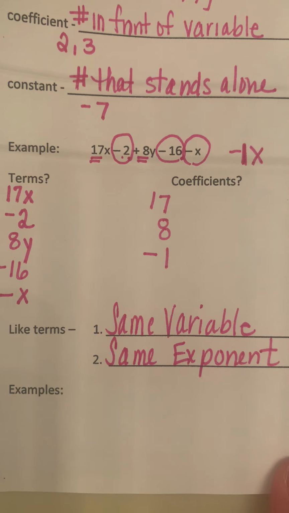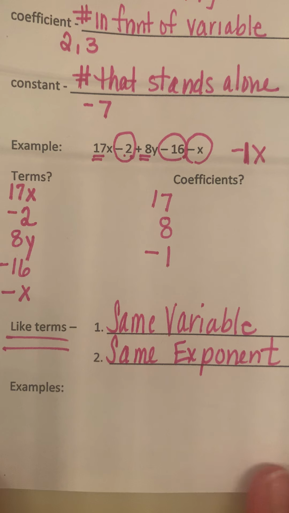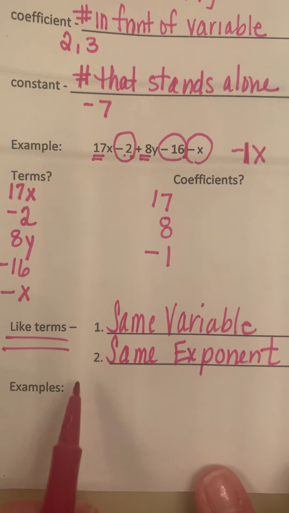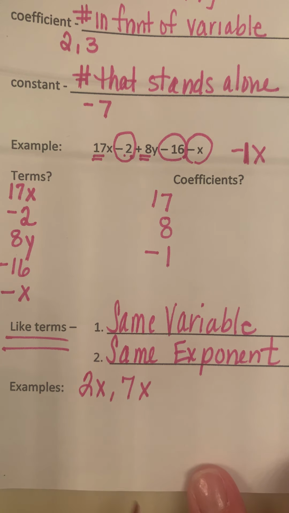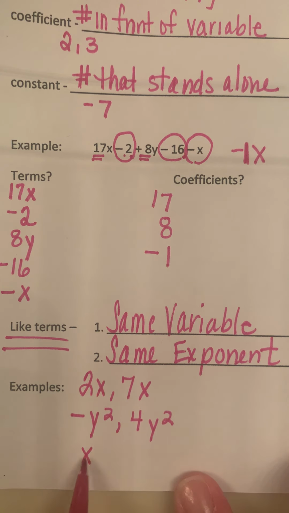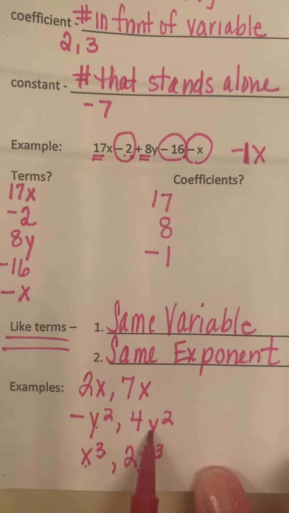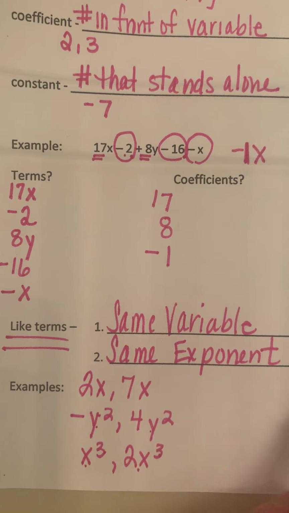If you have an x squared and an x, they are not like terms because they don't have the same exponent. So an example of like terms might be 2x and 7x. We could say maybe -y squared and 4y squared. Same variables, okay? X to the third, 2x to the third, same variable, same exponent.